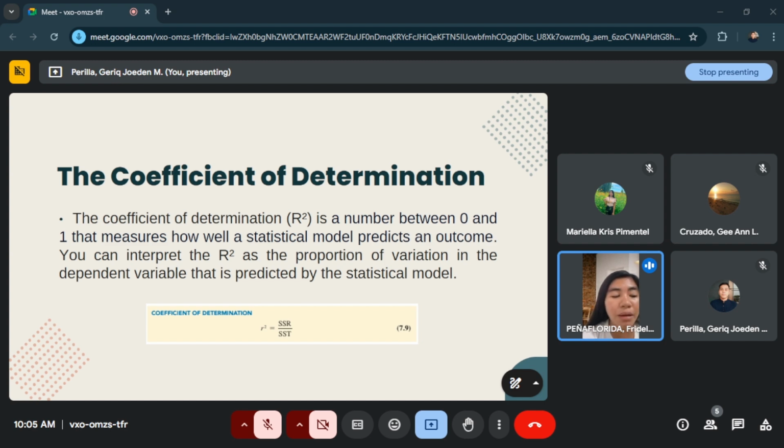Yung SST naman po, or total sum of squares, is the total variability in the dependent variable. So it represents the sum of variability that can be explained by the regression model or SSR. And yung variability naman po that can't be explained is SSE, which is the error. Next slide po.